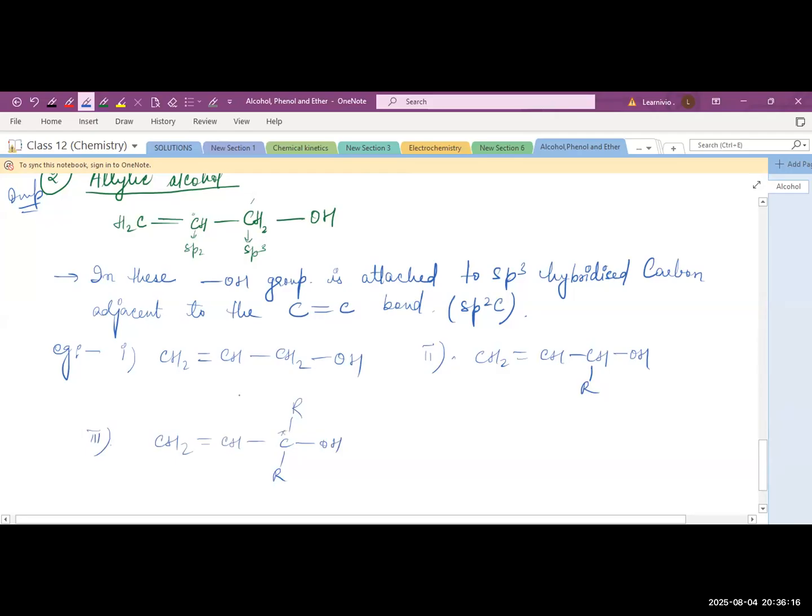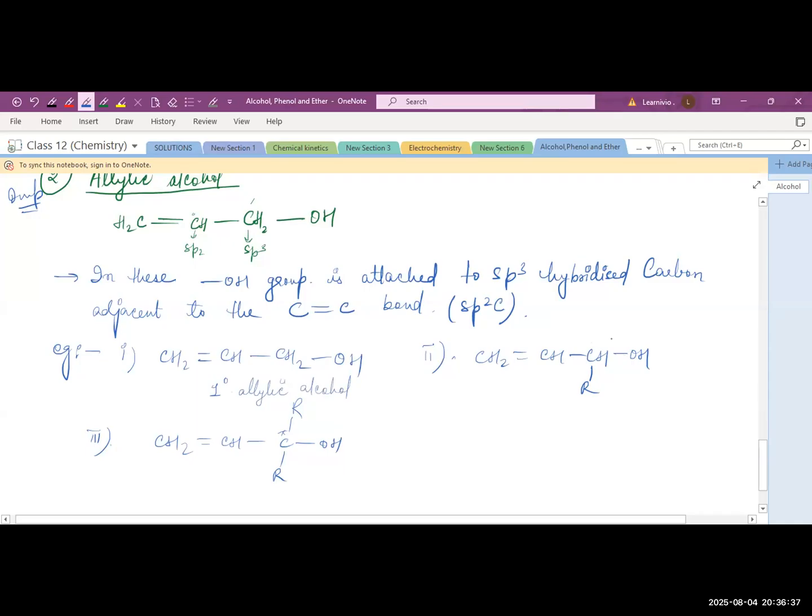Now tell me, first one, which type of allylic alcohol is this? It's a primary one, right? This is a primary allylic alcohol. See the second one? So this is your secondary allylic.